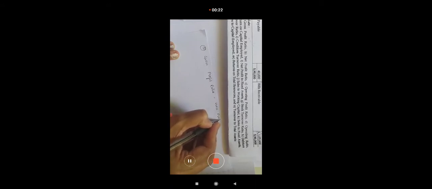What is the formula of this gross profit ratio? Gross profit ratio is equal to gross profit upon sales multiplied by 100.